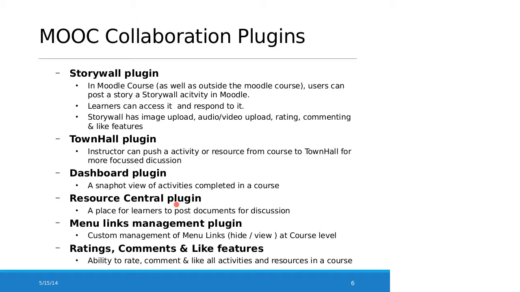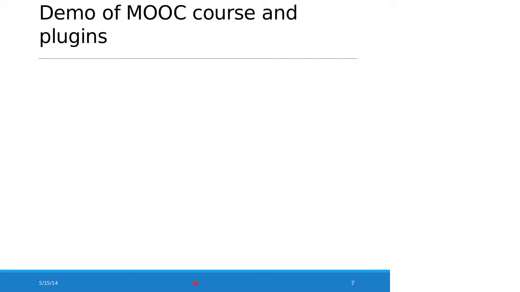Menu links management. Here they have many learning dashboards and plugins. Right now they're using very few of them, but going forward, they want to use many, and they want to focus at a course level. In this course, I want Story Wall, I don't want Town Hall. So they should be able to manage that kind of granular level when it comes to menu links. So we have done a plugin on that. And we have built rating, commenting, and like features where you can rate all activities, everything.